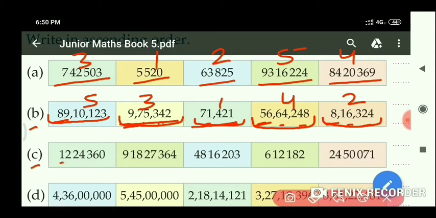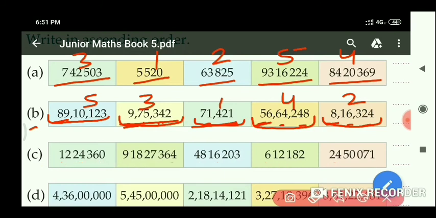It is given 12 lakh 24,360. This is given 9 crore 18 lakh 27,364, and this is given 48 lakh 16,203. This is given 6 lakh 12,182, and this is given 24 lakh 50,071. You can see here one number is coming up to the lakh place only, three numbers are coming up to 10 lakh, and one number is coming up to crore. Obviously you know very well lakh is smaller than 10 lakh. So first one, lakh place digit, what is coming?